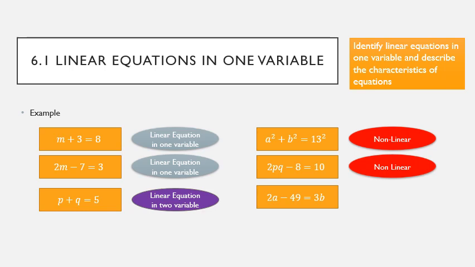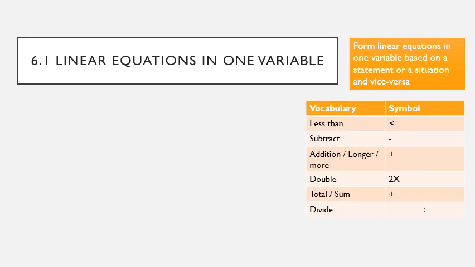And 2a minus 49 equals to 3b. So we have two unknowns, which is a and b. Both of them are power of 1. So they are linear equation but in two variables. Okay. So now we need to write or form a linear equation based on the situation.